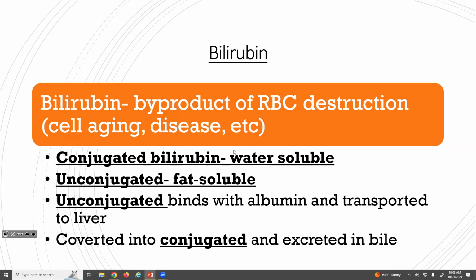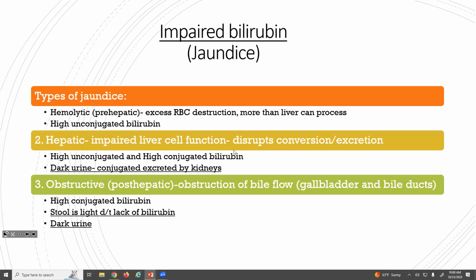Okay, I guess I'll start with this. Impaired bilirubin. Impaired bilirubin, we end up with jaundice, right? Because we're not able to excrete that.